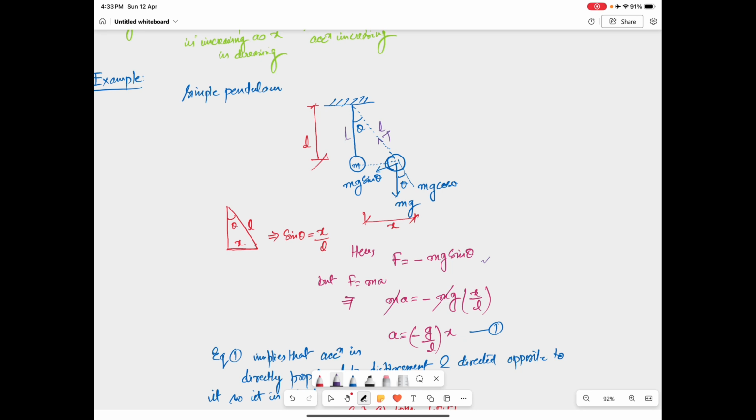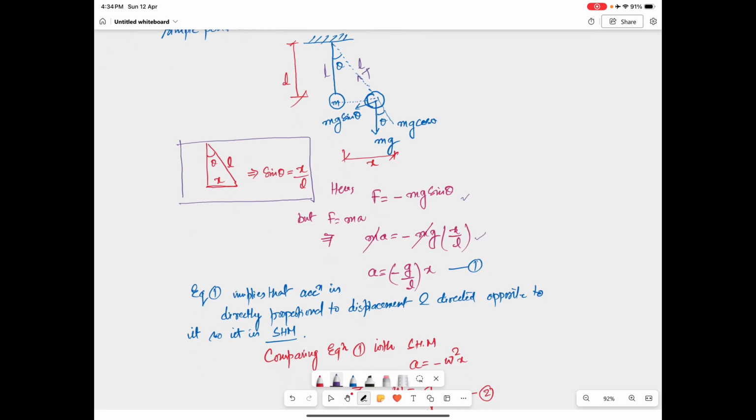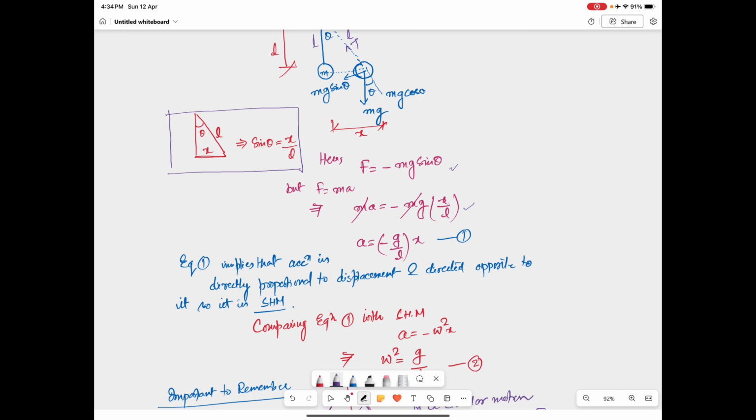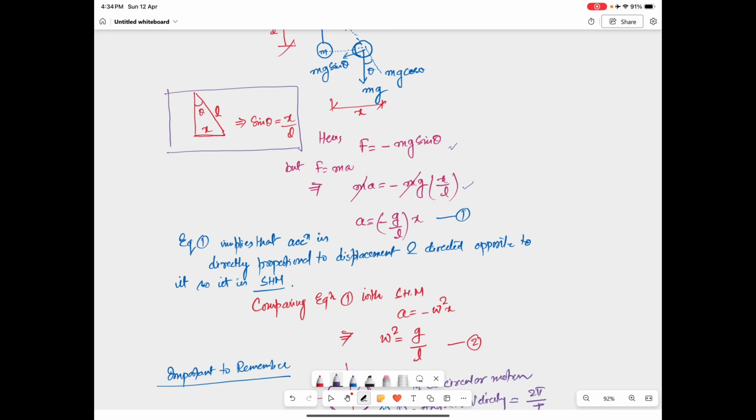But sin theta, as we know, is very small, so this is the assumption we have used. Sin theta will be perpendicular upon hypotenuse, so sin theta will be x upon L. We have substituted this value. So acceleration is minus g by L into x. The minus sign is there because the force is opposite to the displacement but is directed towards the center. So minus g upon L into x. Now if we compare it with the explanation of simple harmonic motion that we have given, a will be nothing but minus omega square x.